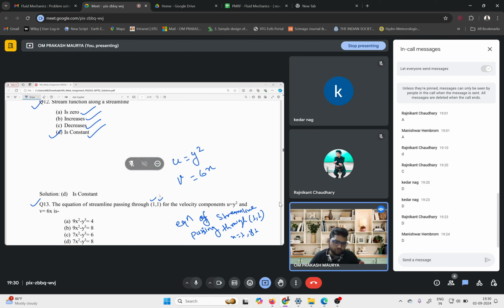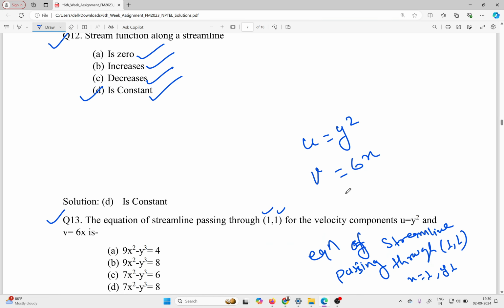Okay, let me show you. So here you need to calculate the equation of a streamline. So already you know dx by u is equal to dy by v.